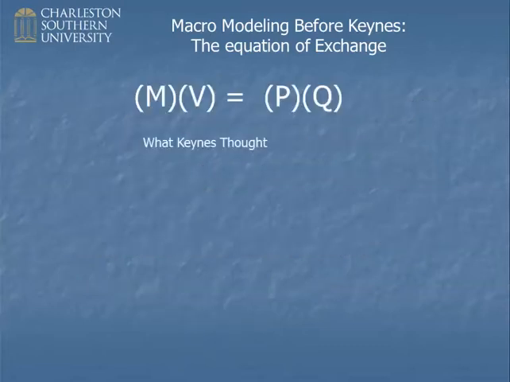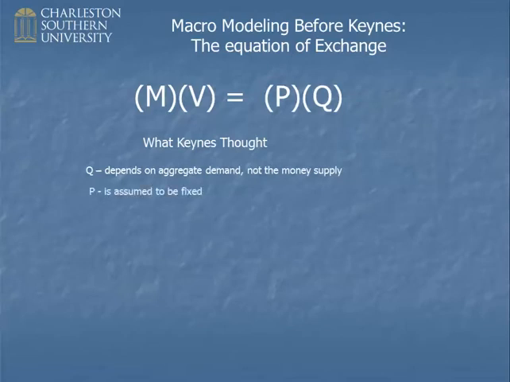Alright, the next one is what Keynes himself thought. Now there's a little bit of difference between what Keynes thought and what we now know as Keynesian economics. Keynes has been dead for quite a while, but when Keynes was living, this is what he thought. He thought Q depended on aggregate demand, of course, and not on the money supply. So he didn't think Q was going to move, and he assumed P was also fixed. In fact, he almost never talked about P.